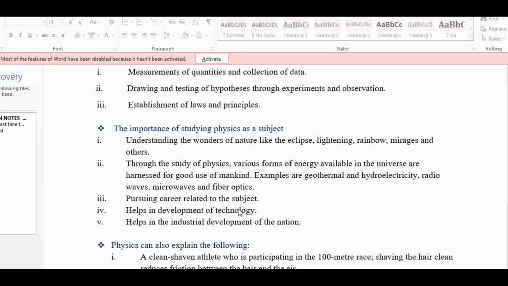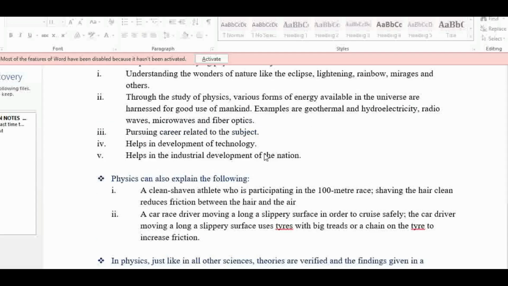Then we have pursuing career related to the subject. In fact, in high school, I've come to realize that it is only this physics subject that has got over 100 careers. There are so many careers through which physics can help you to develop.